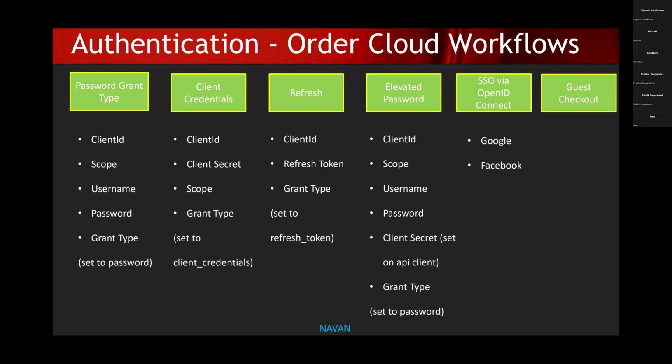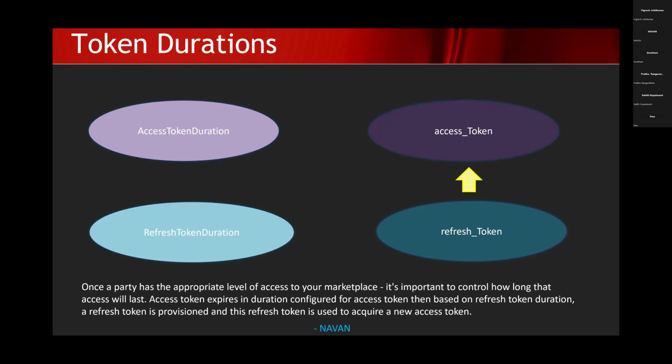The first one has a separate set of attributes. If you look at client credentials, it also has a separate set of attributes. That's important to keep in mind, because there was a question related to elevated password, where the main difference between elevated password and password grant type is the client secret. You need the client secret as well as the grant type in the case of elevated password. That's something very important to keep in mind.